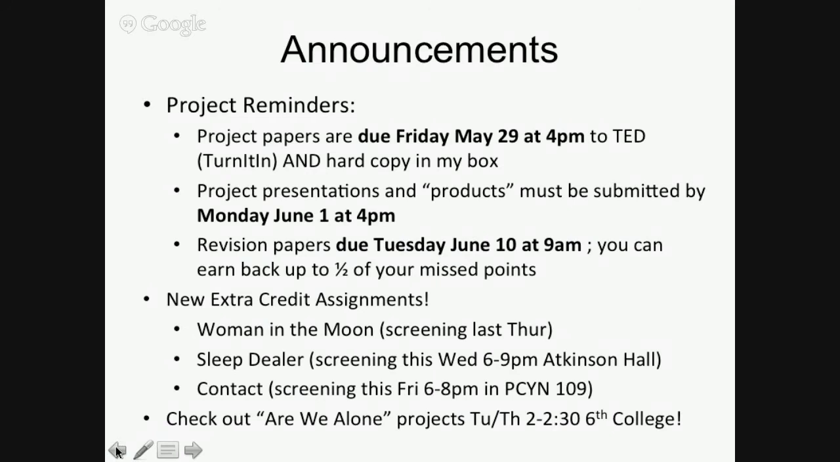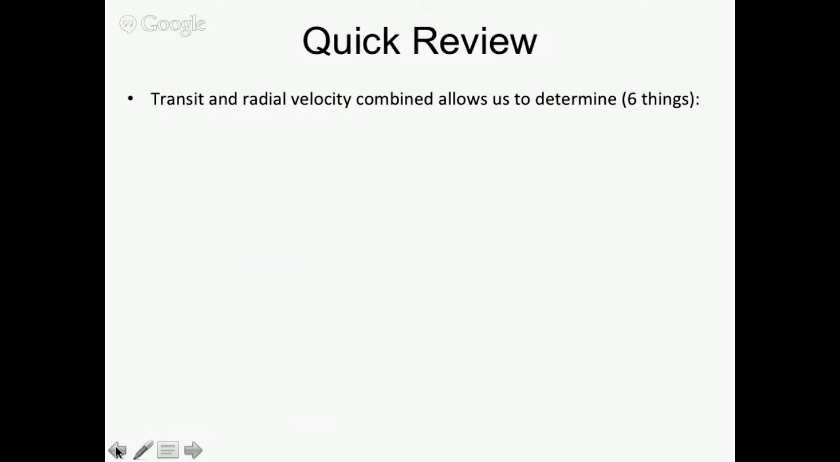Okay. All right, let's do a quick review since it seems like it's been forever since we had class, which is only last Thursday. All right, transit and radial velocity techniques. We talked about the different techniques to identify extrasolar planets. When we combine transit and radial velocity, this allows us to determine what characteristics of exoplanets? We get these six.